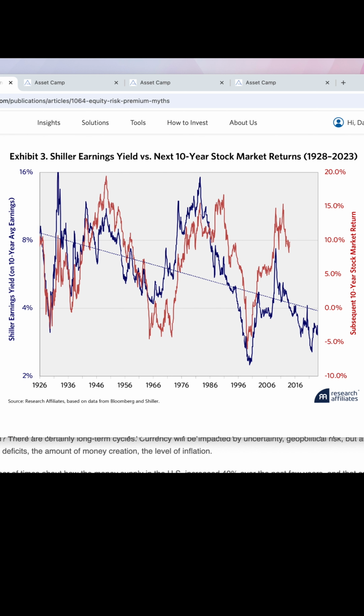Now, the red line shows returns over rolling 10-year periods. Notice that when the blue line earnings yield is very high, signaling cheap valuations, the subsequent 10-year returns for the U.S. stock market have also been very high. On the other hand, when the earnings yield was low, the blue line, the red line shows the 10-year returns were low.